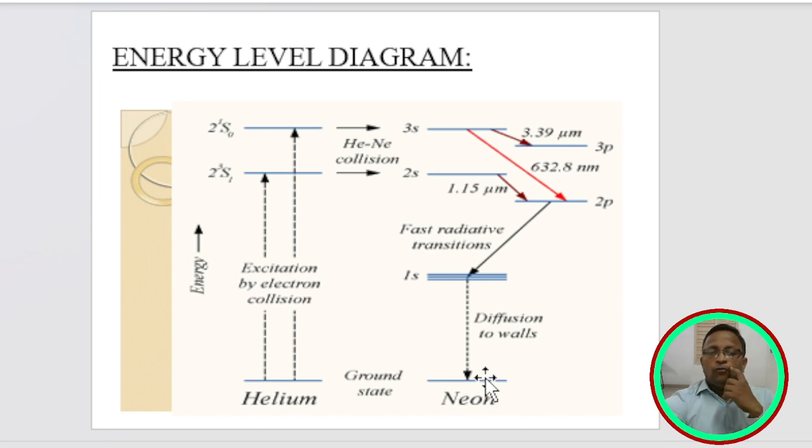Here, among all the transitions, the specific transition from the 3s state to the 2p state is the prior one, because the laser emission takes place from 3s to 2p. All the remaining transitions are non-radiative transitions, they lose their energy in the form of heat or the de-excitation process.